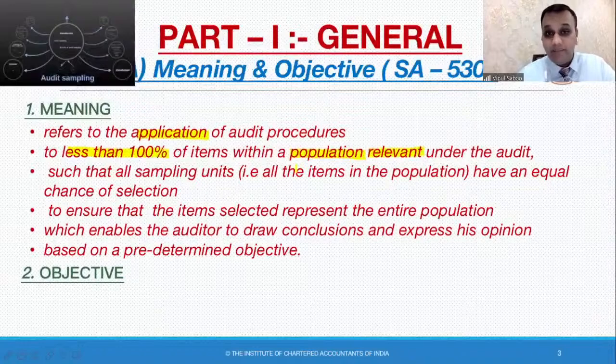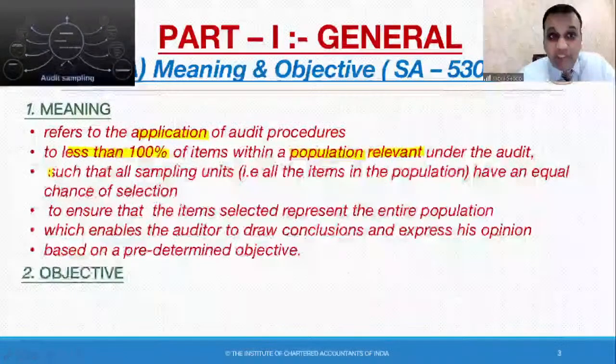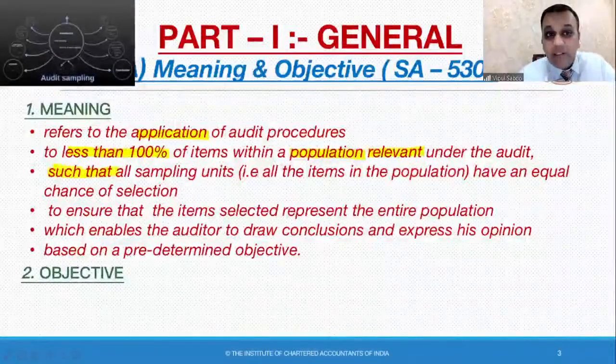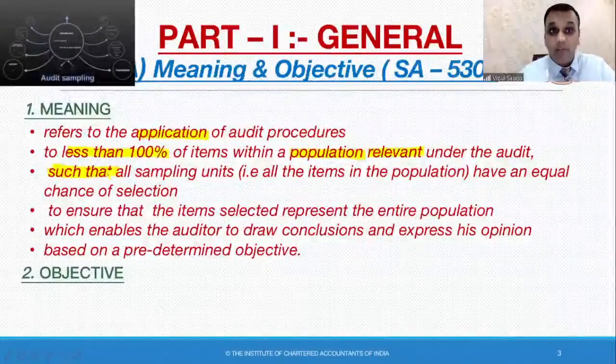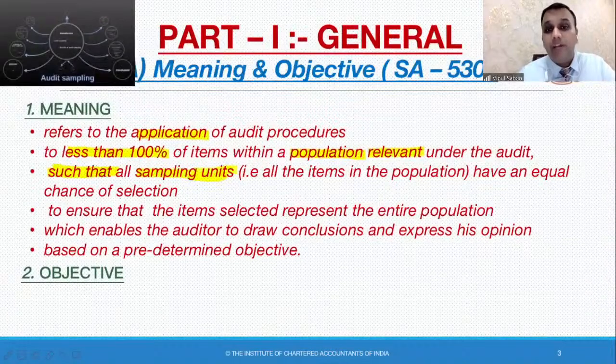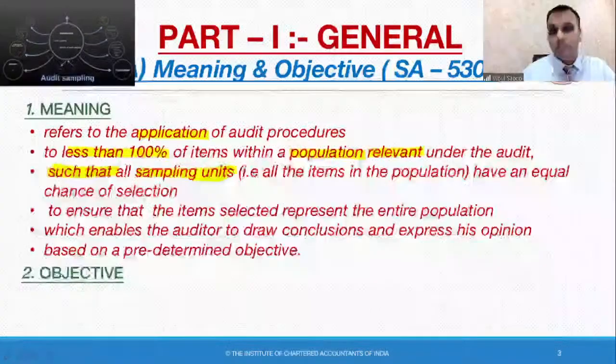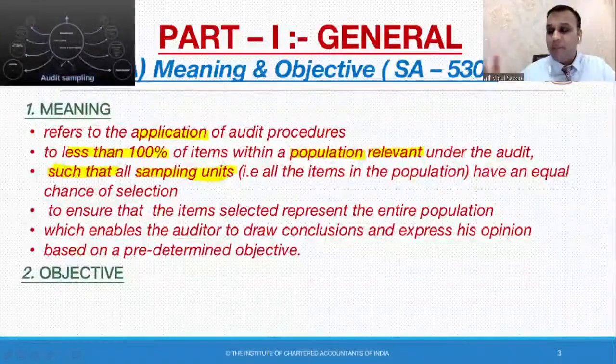Such that, so there is the TNC, such that we have applied audit procedures on less than 100% of the items within the population relevant to the audit, such that all sampling units, that is whatever we have chosen from that population, whatever sample of blood has been taken from your veins.